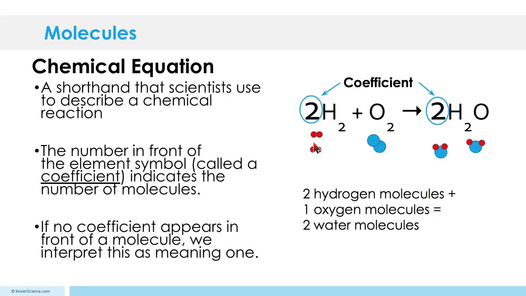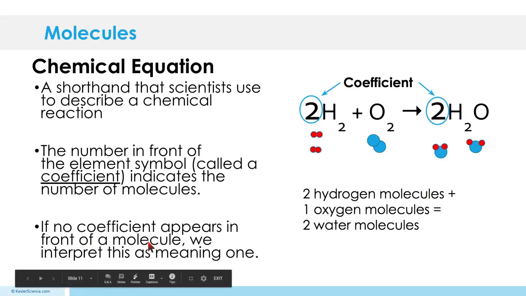So let's back up. A chemical equation is a shorthand that scientists use to describe a chemical reaction. It's really scientists' way of explaining what's happening. And so they've come up with different ways to help it make sense. They came up with subscripts and they came up with coefficients. Also, as I said earlier, if there's no number there, it's always assumed 1. So if no coefficient appears in front of a molecule, we interpret it as meaning 1.